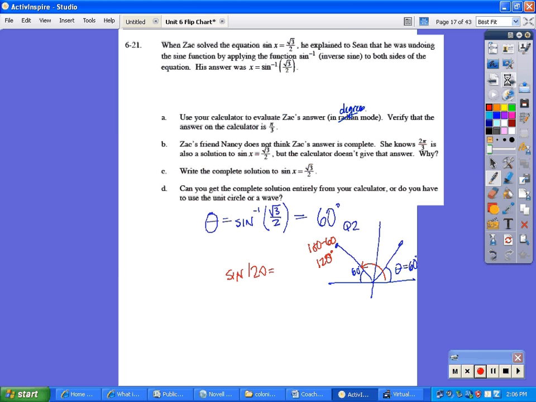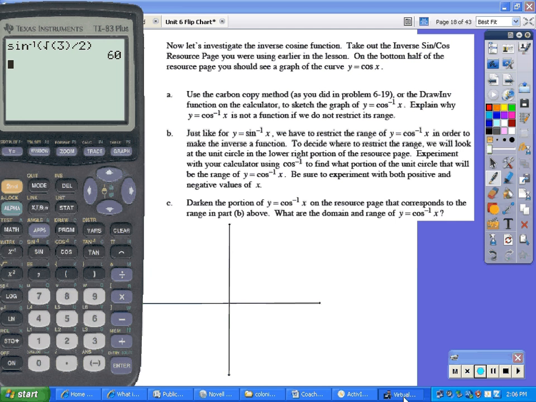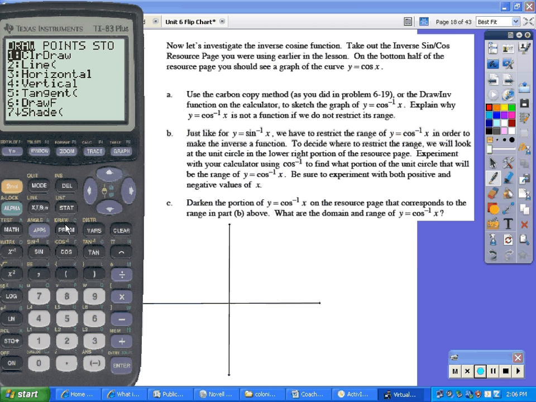Problem number 22 talks about cosine. So same process. Let's refer back to our graph. Now to clear this out, you want to go into draw and do number 1, clear draw, and that'll clear our grid. Okay, let's go into y equals and get rid of that because we know it's not going to give us the best picture.